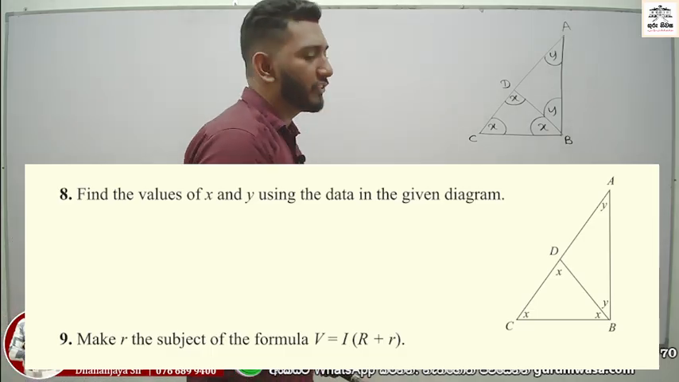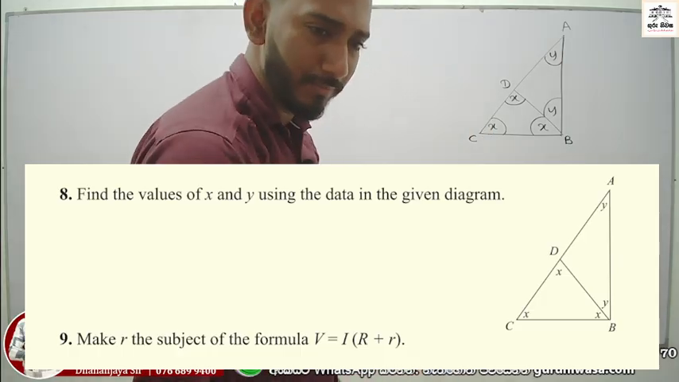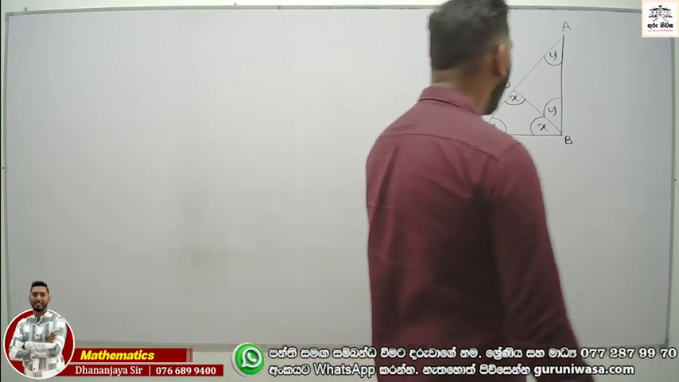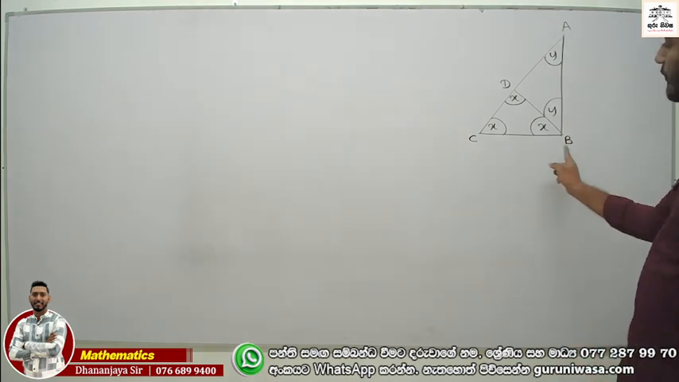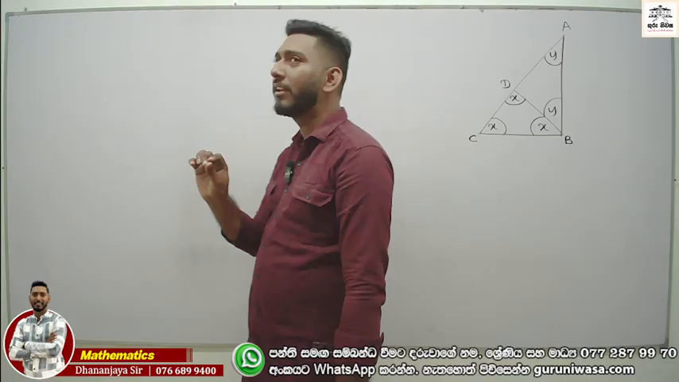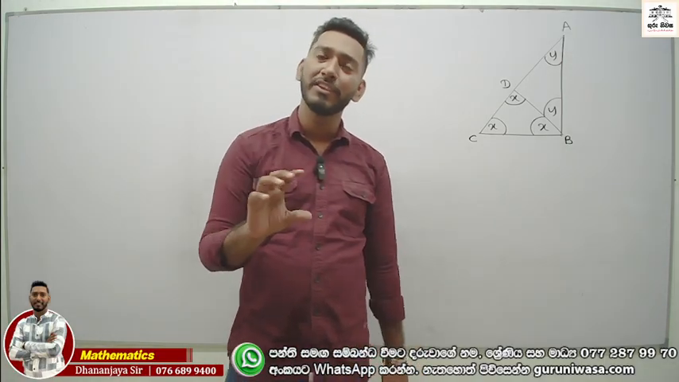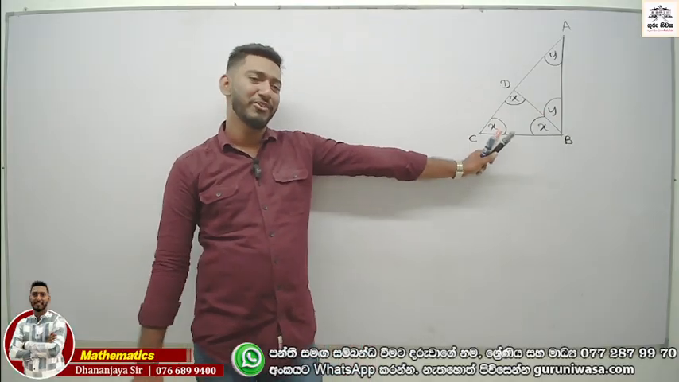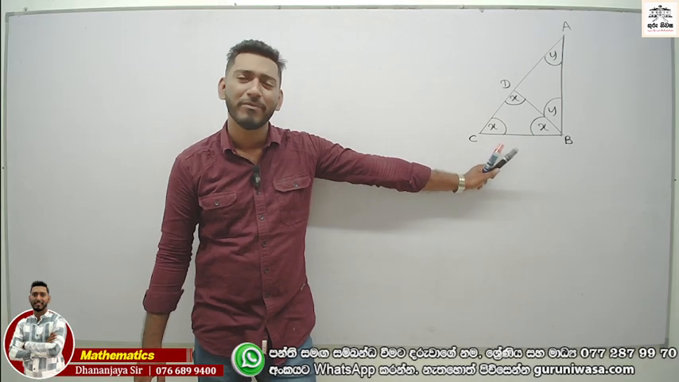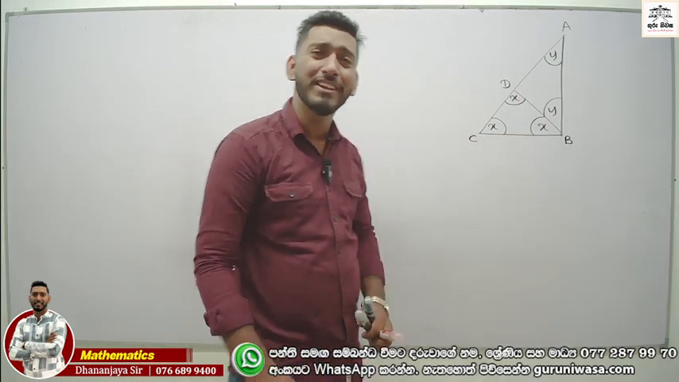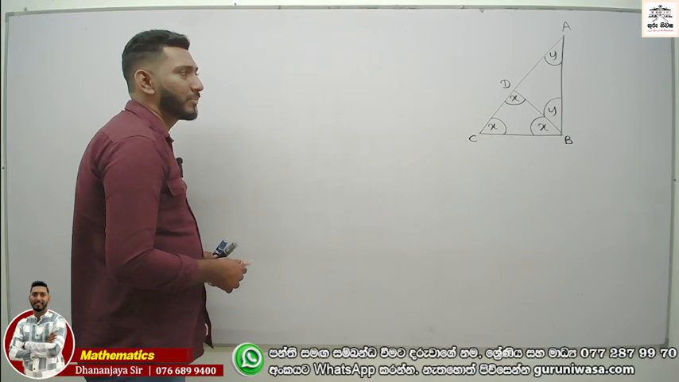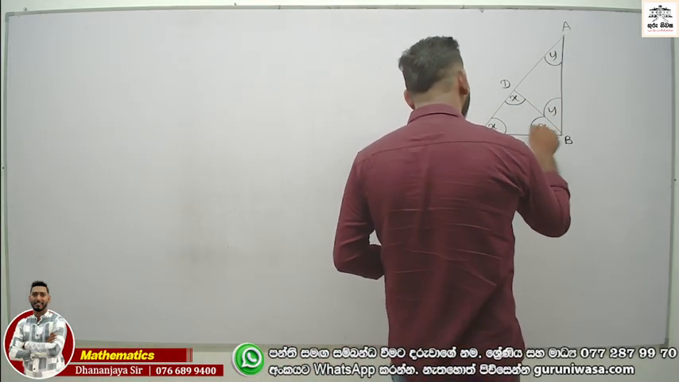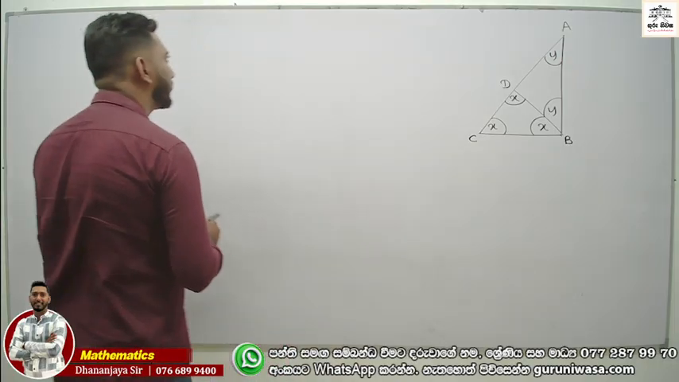Right. Now I will discuss this question. Now look at this. Now I'm going to look at the BCD triangle. And the BCD triangle has very specific angles. What's the name of that triangle? Triangle BCD we call an equilateral triangle. Right? Because both angles are equal.